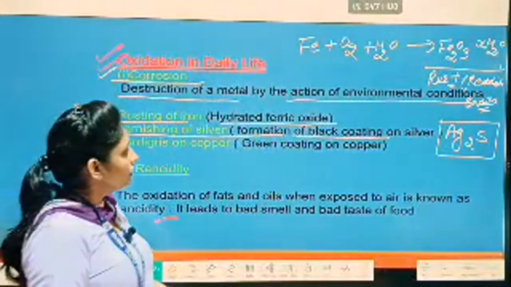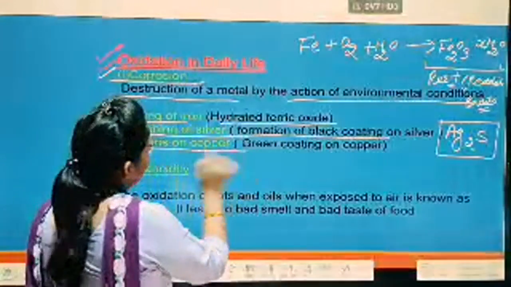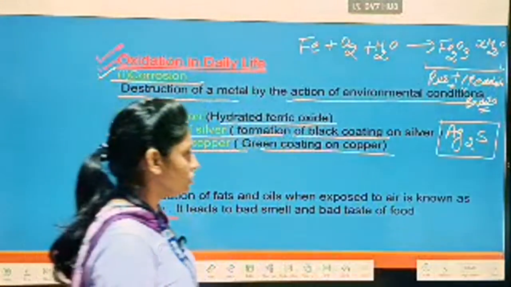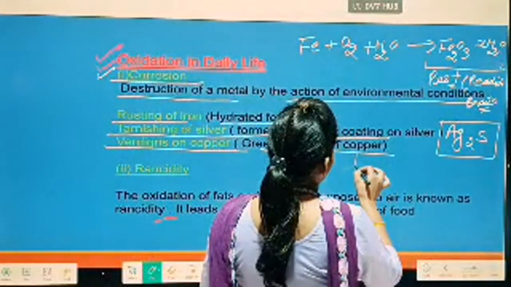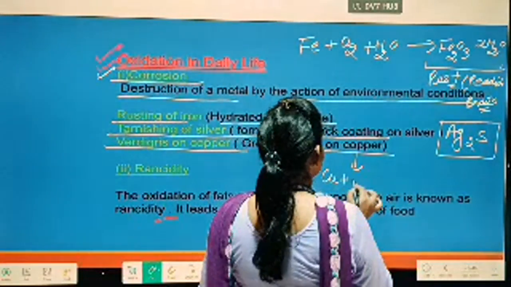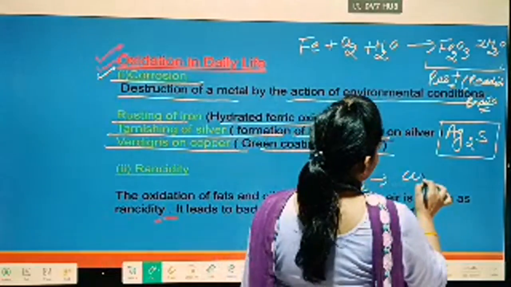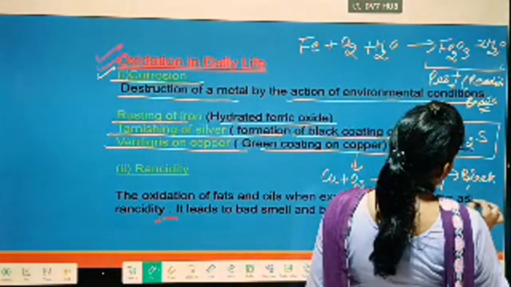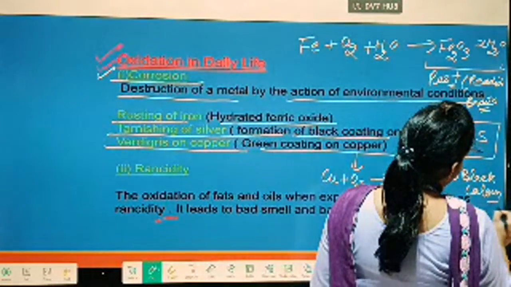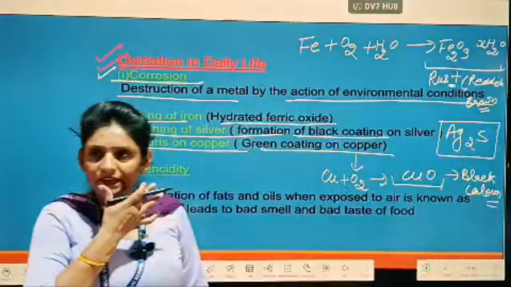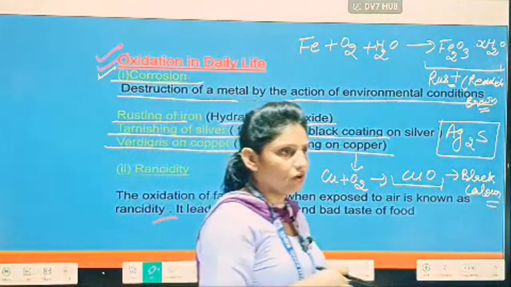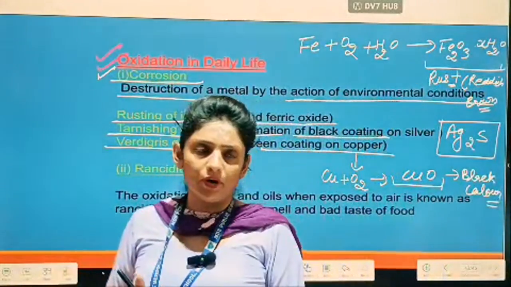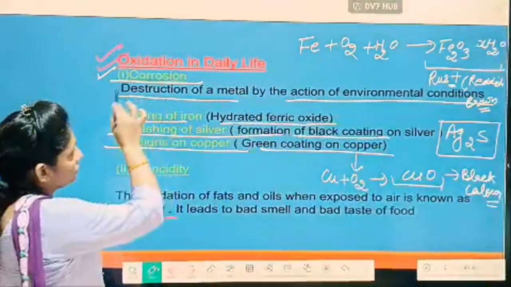Okay students, then green coating on copper. Why is it? First of all, it will convert into black color after reaction with oxygen. Then students, after reaction with water and carbonates, it gives a green color compound. So all these are corrosion.